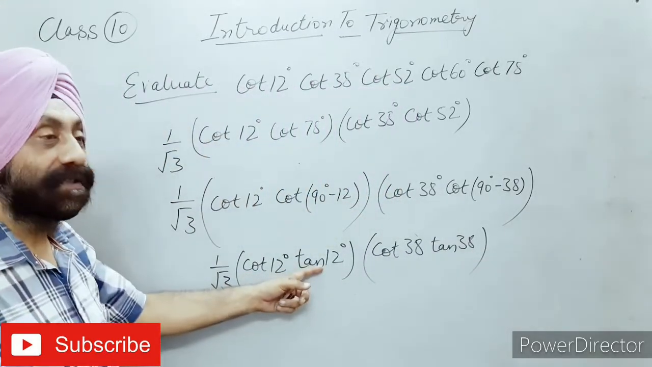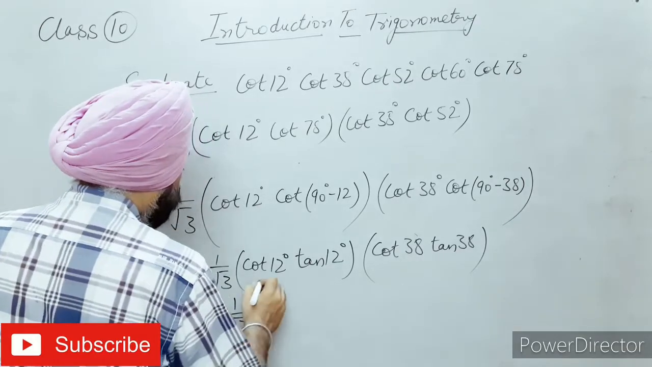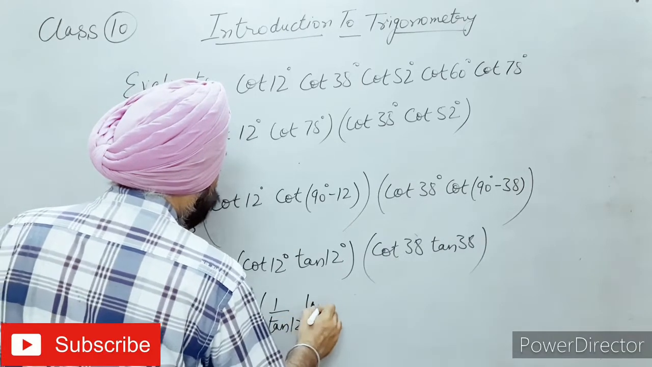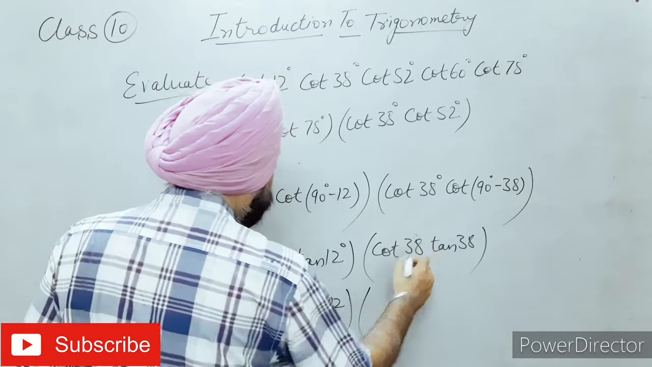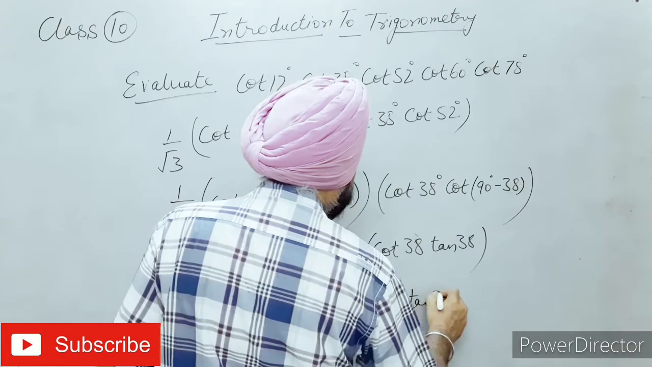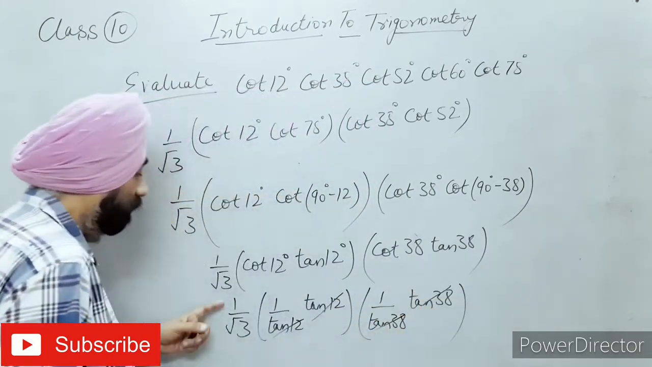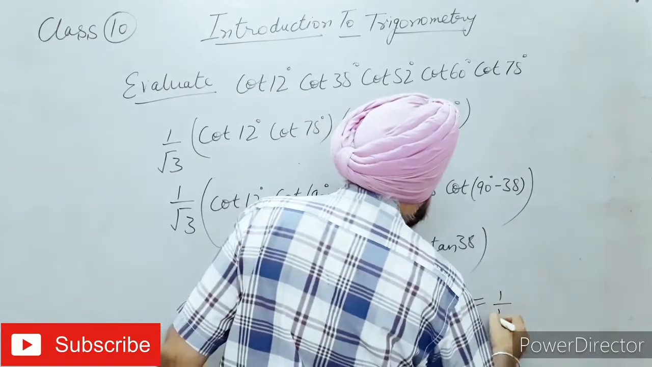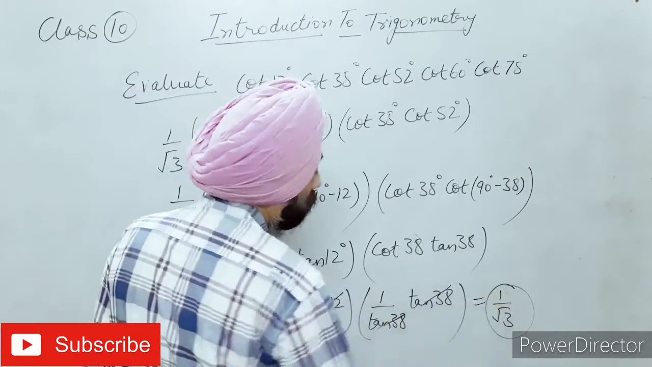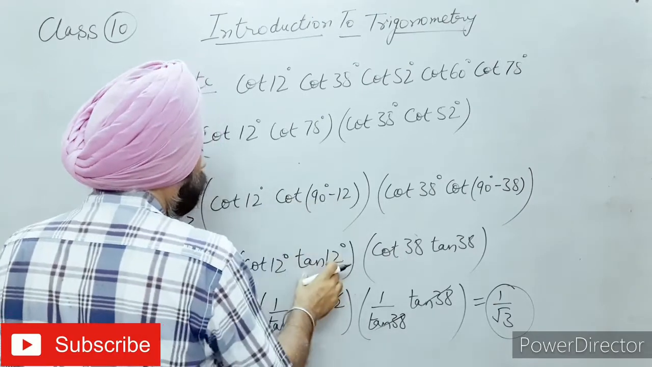Now their product is going to be 1. Why is it 1? 1 by under root 3. I can write this as 1 by tan 12 degrees into tan 12, and I can write this as 1 by tan 38 over here. This and this cancel, this and this cancel. I get the answer as 1 by root 3, which is 1 by root 3 into 1 into 1. Answer is 1 by root 3. The concept used is cot of 90 minus theta is tan theta.